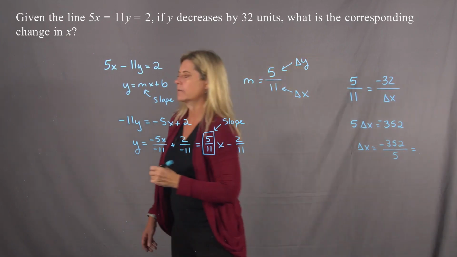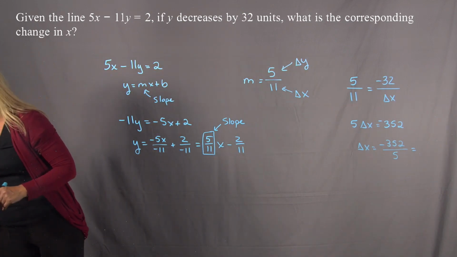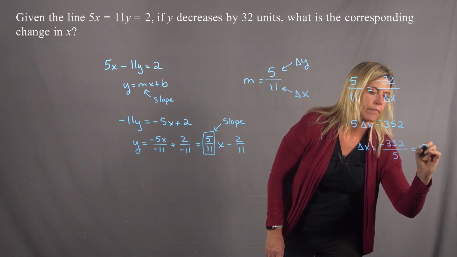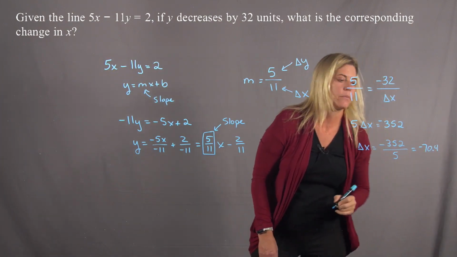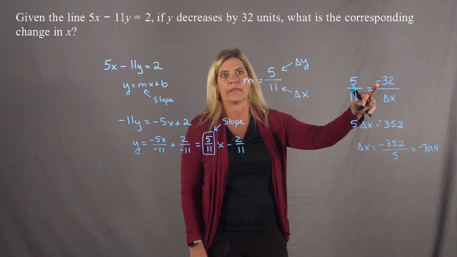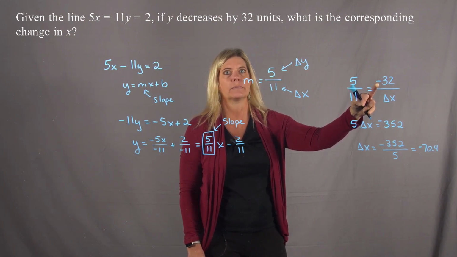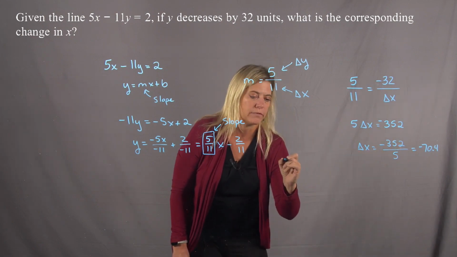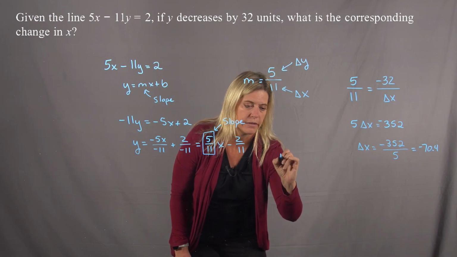And let me check real quick here. I did this before. That division then is negative 70.4. Okay, so what does this mean? This means when you have a decrease in y by 32 units, you're going to have a corresponding decrease in x by 70.4. So let's write that out real quick.